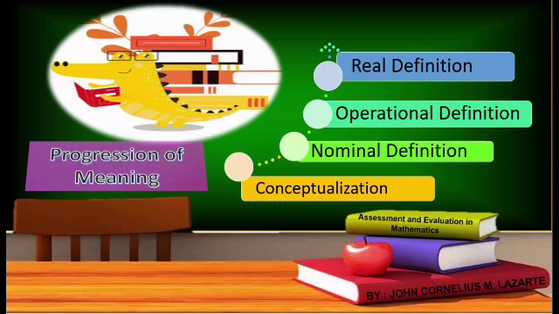Under specification, we have the progression of meaning. The first one is conceptualization, which deals with the process to specify what we mean. Next is the nominal definition, where we assign a term, not the reality. Under operational definition, we specify how a concept is measured. And lastly, we can produce the real definition, which is a better clarified status of a real thing.